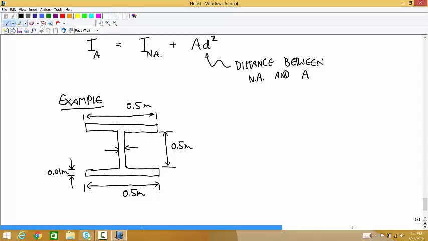The neutral axis goes through the centroid, and the centroid lies on any axis of symmetry, which means the neutral axis is that. That's the neutral axis of the whole shape. So what's the area moment of inertia of this I-beam about its neutral axis?